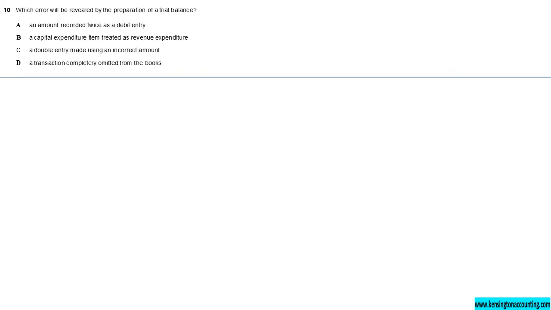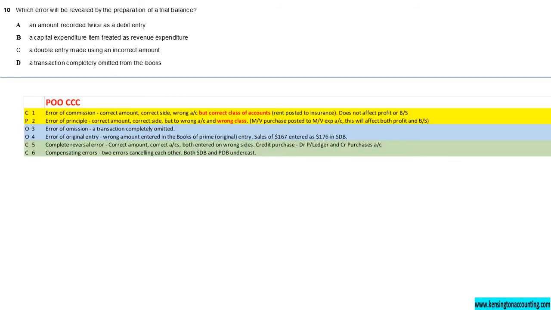Question 10. Which error will be revealed by the preparation of a trial balance? Basically, there are 6 errors which are not revealed by a trial balance. I've summarized these and categorized them into 2 sections. POO, POO, and triple C is much easier to remember.